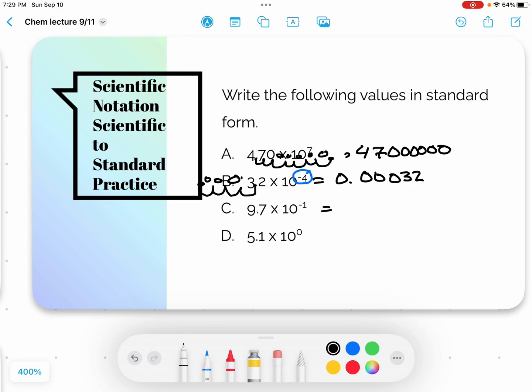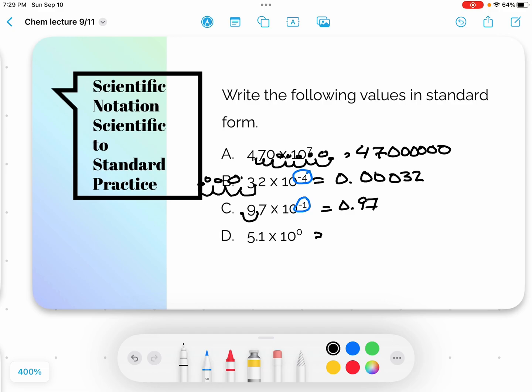All right, now we have 9.7 times 10 to the negative 1st. Again, I have a negative exponent, which means I'm going to have a smaller number. So I'm going to take my decimal and move it 1 place to the left. So I have 0.97.